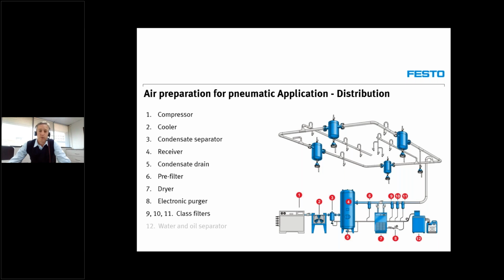However, we all know that the dryer or one or more of the filters are normally bypassed and in maintenance, and therefore it seldom happens that the air is at the high standard when it leaves the air generation plant. So we need to take care of that later on in the distribution process as well. And then number 12 is the water and oil separator.